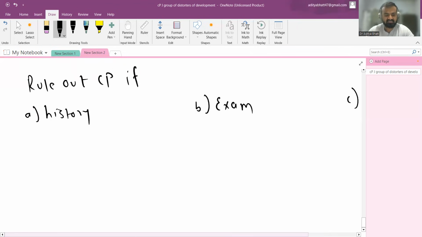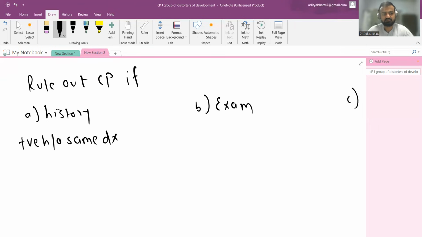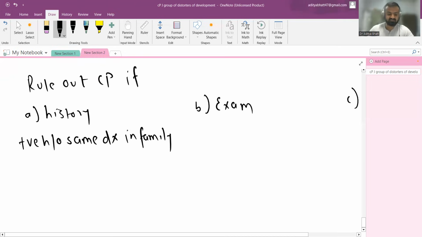First, history: a positive history of the same disease in the family. If a patient comes to you, the patient is not walking, and the older brother has Duchenne muscular dystrophy, then it is not CP. Please understand this. This is very important. Then history of consanguinity.